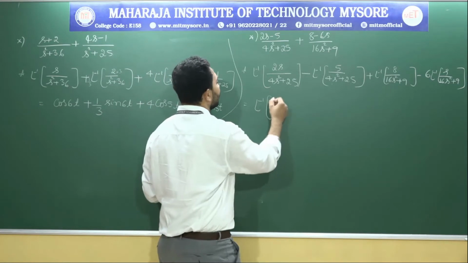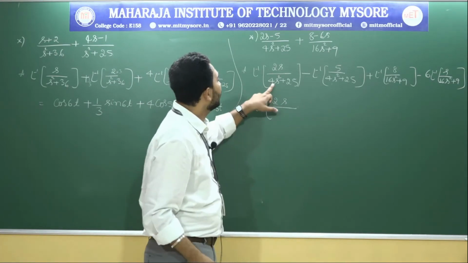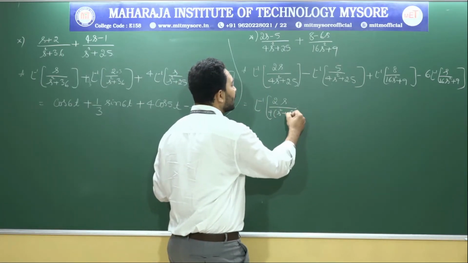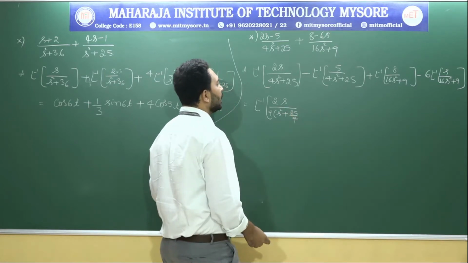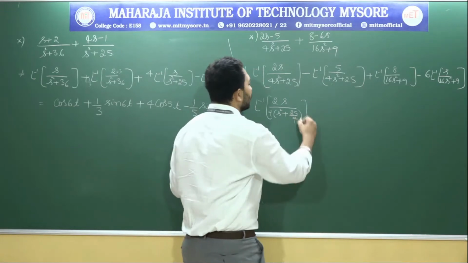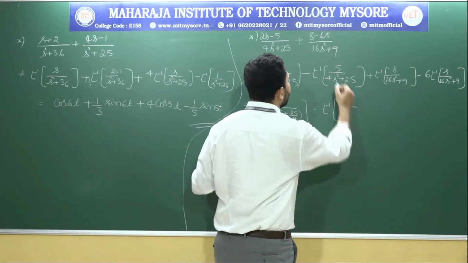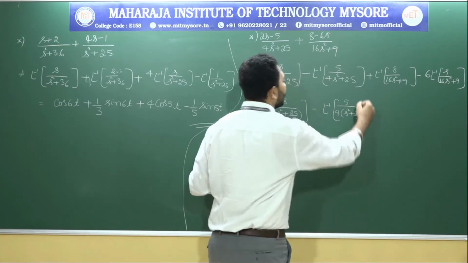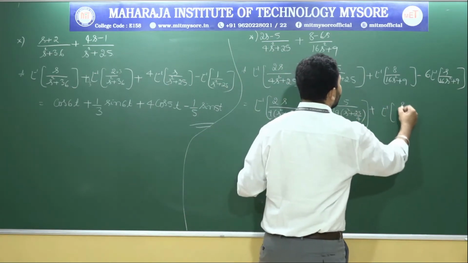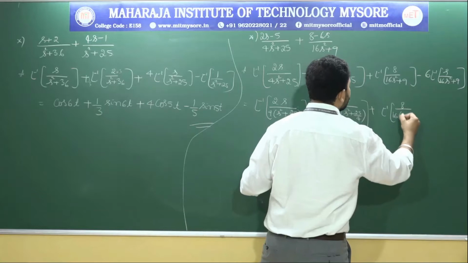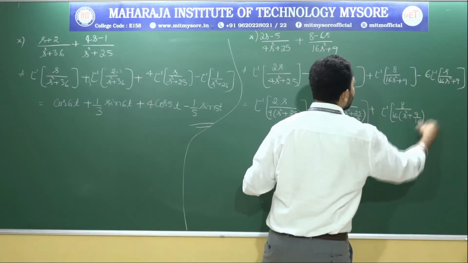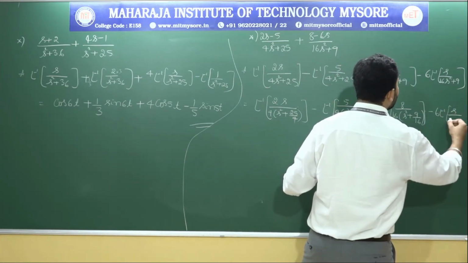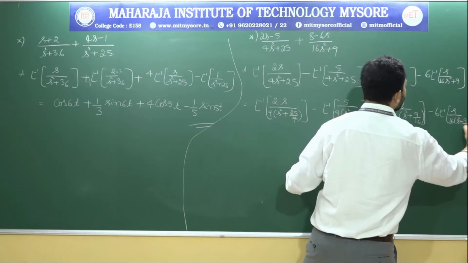L inverse of 2s divided by, here we require the coefficient of s square as 1. So take 4 common, we will get s square plus 25 by 4. So minus L inverse of, similarly for this we will get, take 4 outside, it is s square plus 25 by 4, plus L inverse of 8 divided by, similarly this one take 16 common, it is s square plus 9 by 16, minus 6 L inverse of s divided by, take 16 outside, it is s square plus 9 by 16.